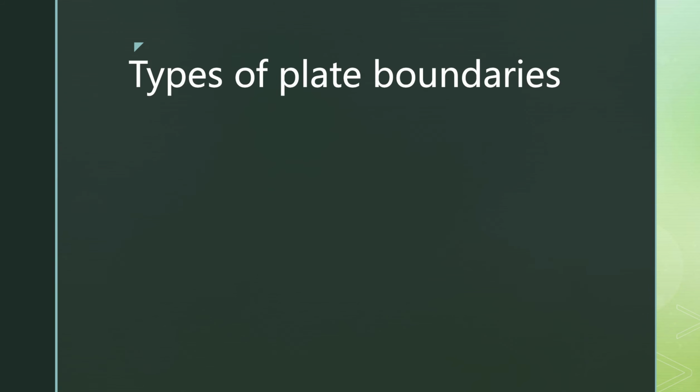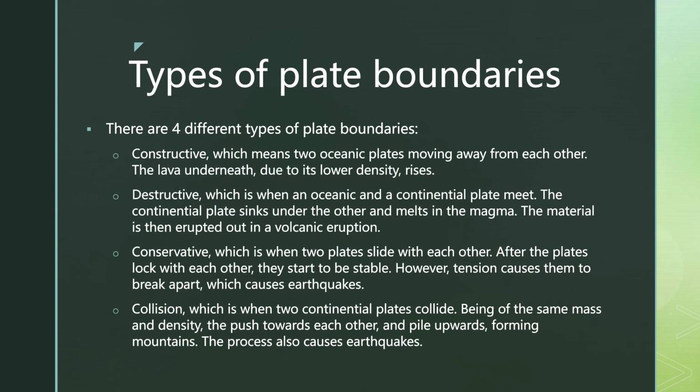Let's talk about the 4 types of plate boundaries. Constructive plate boundary, which means when 2 oceanic plates are moving away from each other, because the lava from the mantle is underneath, so it rises to the top because it has a lower density.